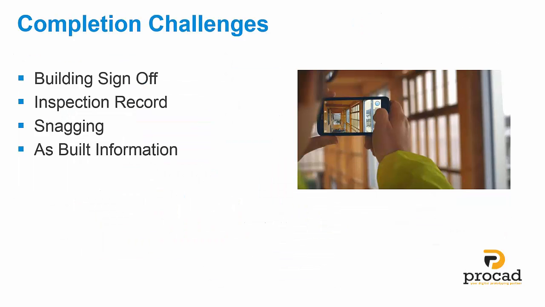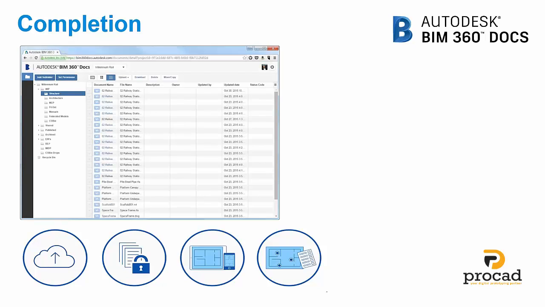And then moving from construction phase into your completion stage as well. So looking at building sign-off, having a record of your inspections and going back through the inspections to make sure you're happy with the sign-off of that building. And as I said, being able to create snagging lists as well and capture as-built information. So using the likes of BIM 360 Docs, it's a cloud platform and it stores all of your files in one location that can be retrieved and shared from your design office, but can be captured and retrieved on site as well for site meetings or in any remote location.